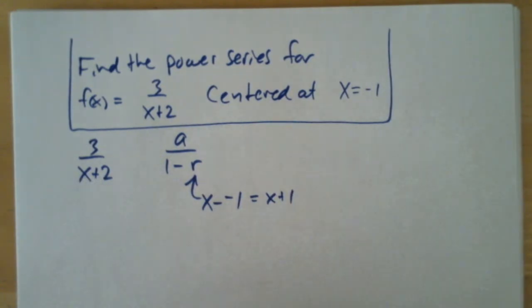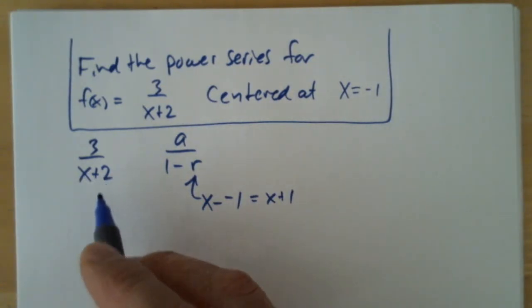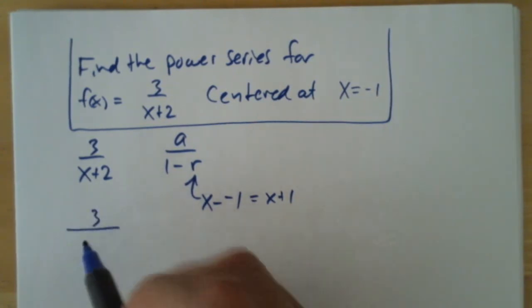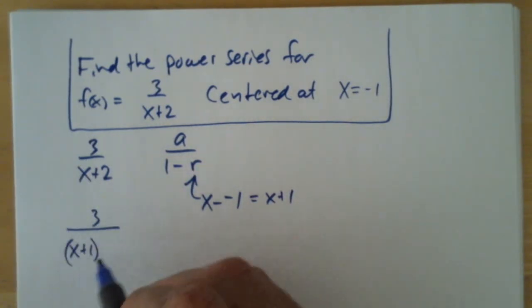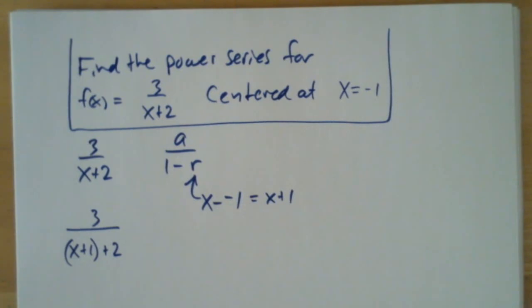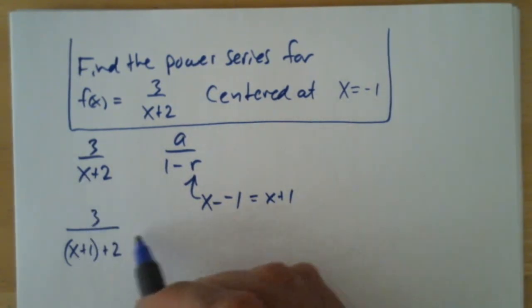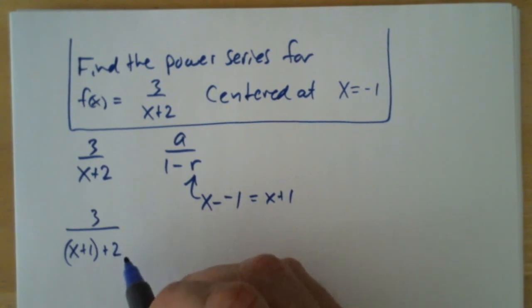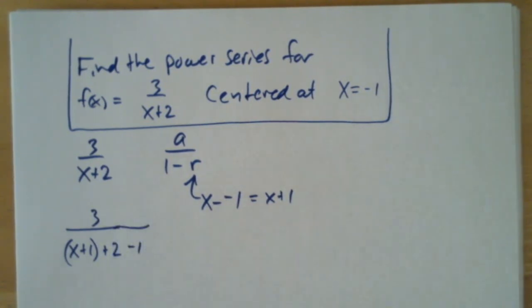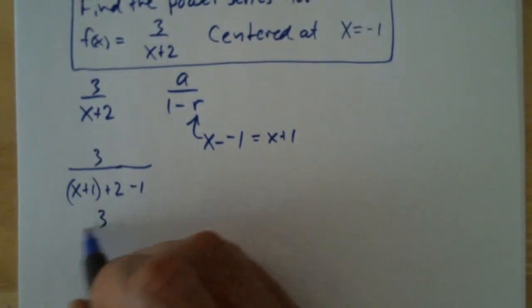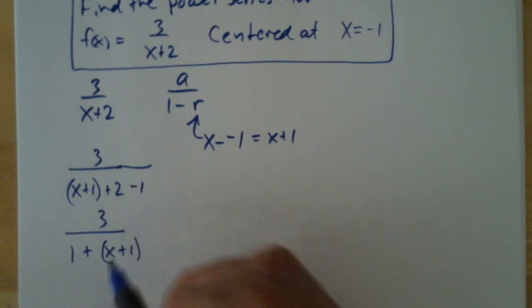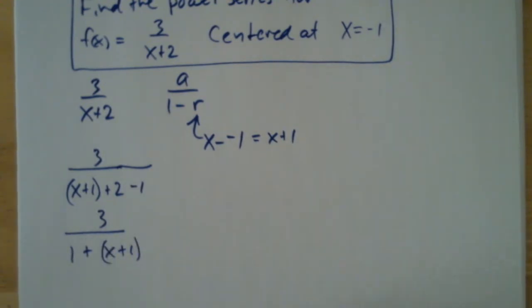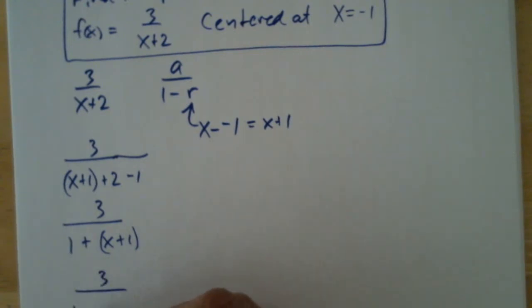We could break this up, break the 2 up, but why don't we just always do it the same way, and we'll just write in what we want it to be. We want this x to be an x plus 1, so I just replaced it with what I want, and then I have to do the opposite of what this does. That means we'll subtract 1. So we have 3, 2 minus 1 is 1, x plus 1. And then we'll just write it as 1 minus negative x plus 1.